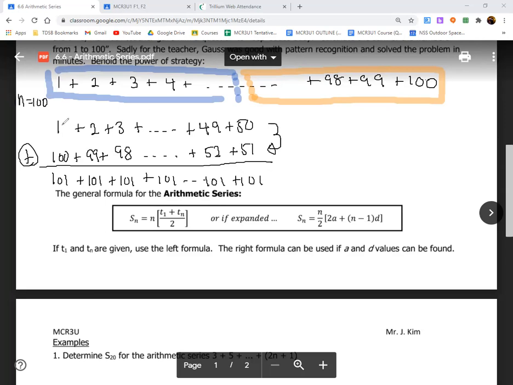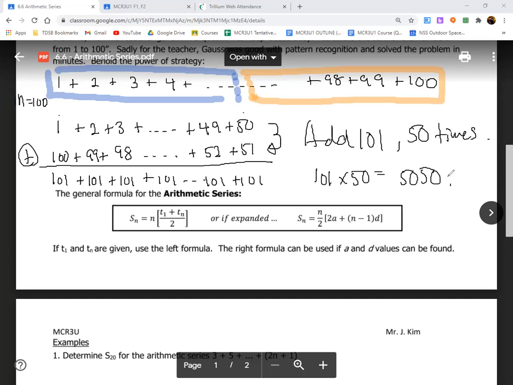How many times am I doing this? 1 to 50, half of the numbers we're adding. So the sum of 1 to 100 is actually 101, 50 times. It's 5050. It's brilliant.